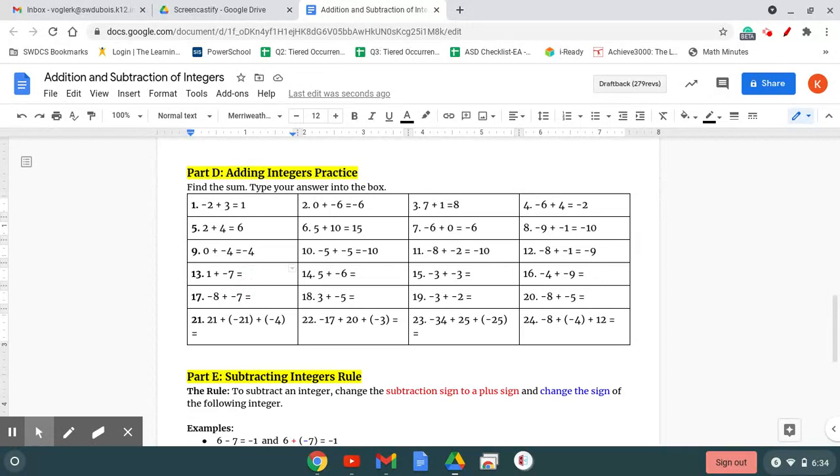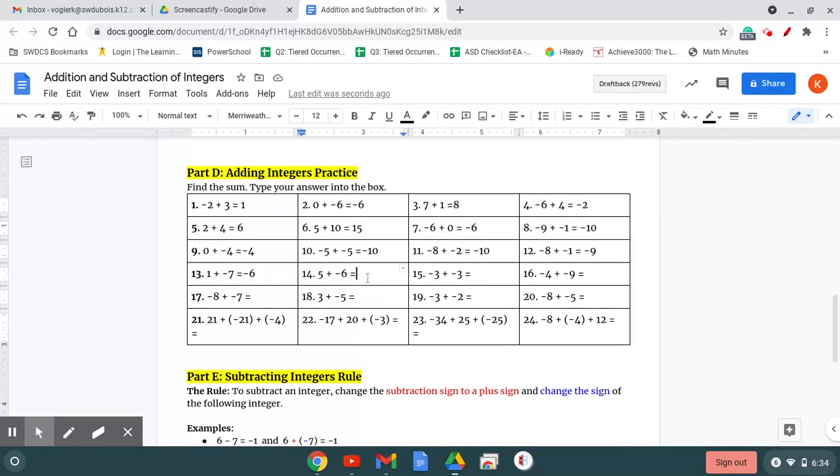All right, number 13, 1 plus -7. Different signs. We have a positive 1. There's nothing in front of the 1, so we automatically know that's positive. And then negative 7. Different signs. Subtract and keep the sign of the bigger number. So 7 minus 1 is 6. And then what's bigger, 1 or 7? Well, 7's bigger, and 7 is negative. So our answer is negative. 1 plus negative 7 equals negative 6.